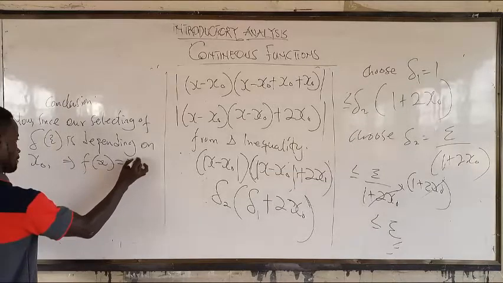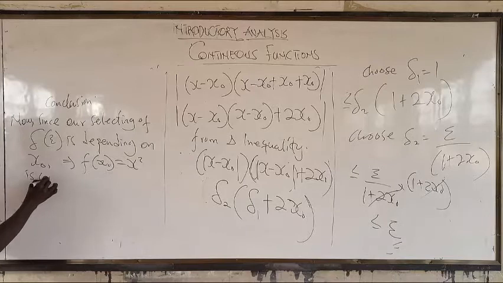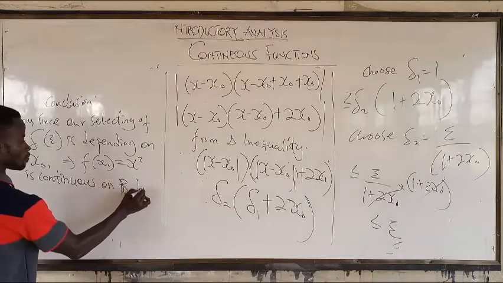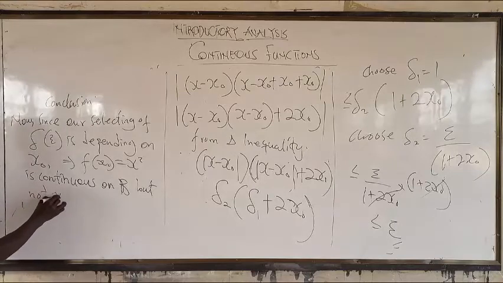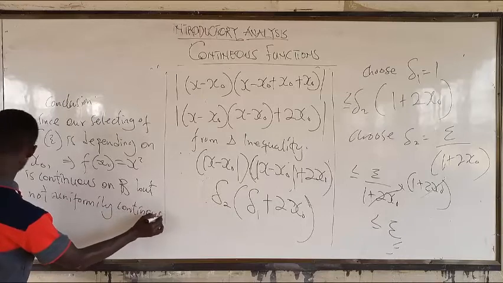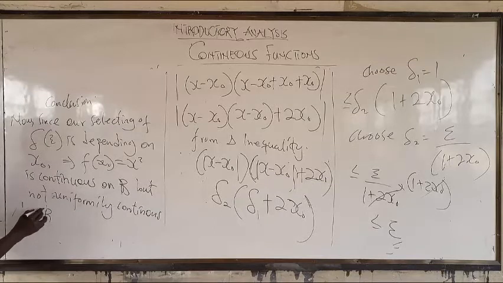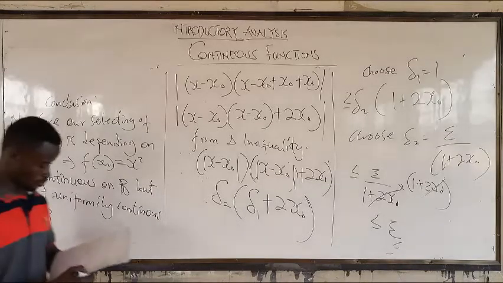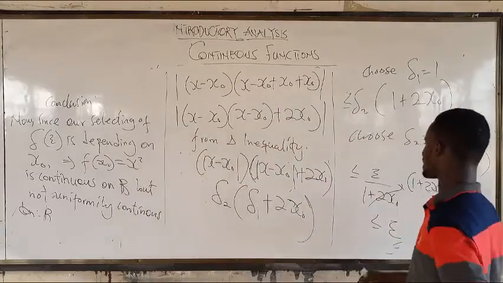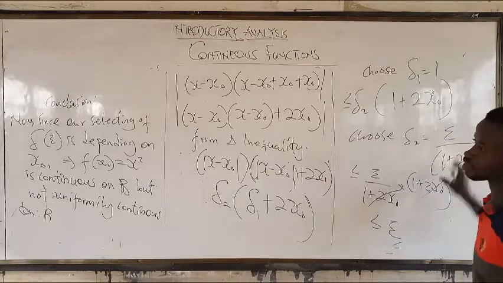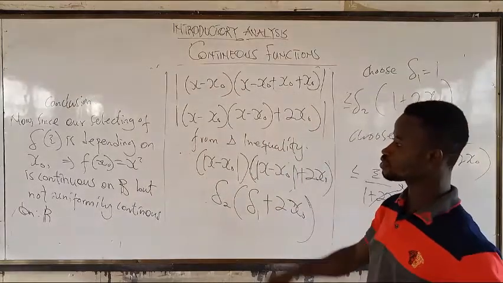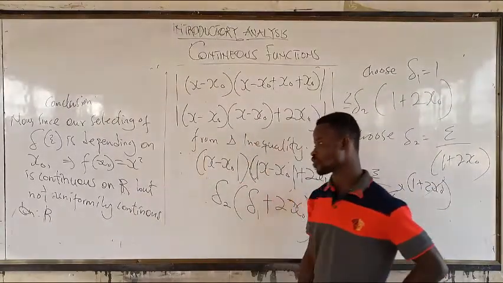then f is continuous, but not uniformly continuous on R. So this is going to be our conclusion: since our selection of delta, which is in terms of epsilon, is depending on S naught, therefore we can say that this is continuous on R, but not uniformly continuous on R.